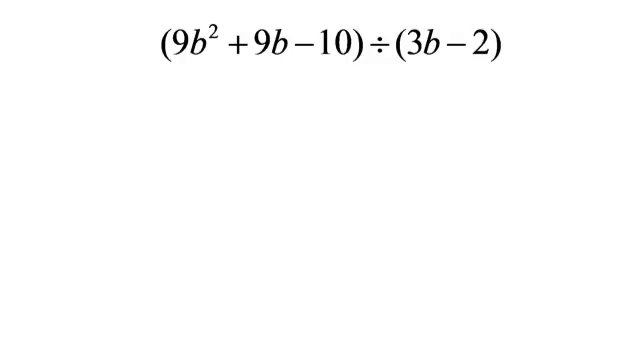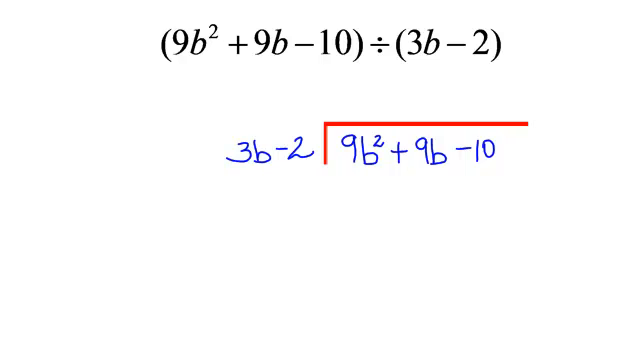We have the problem 9b squared plus 9b minus 10 divided by 3b minus 2. I'm going to solve this by dividing using long division. Remember that from 3rd grade, the little house? Well, we use the little house in polynomials also. Okay, so let's begin. I do have everything in descending order, my dividend and my divisor.